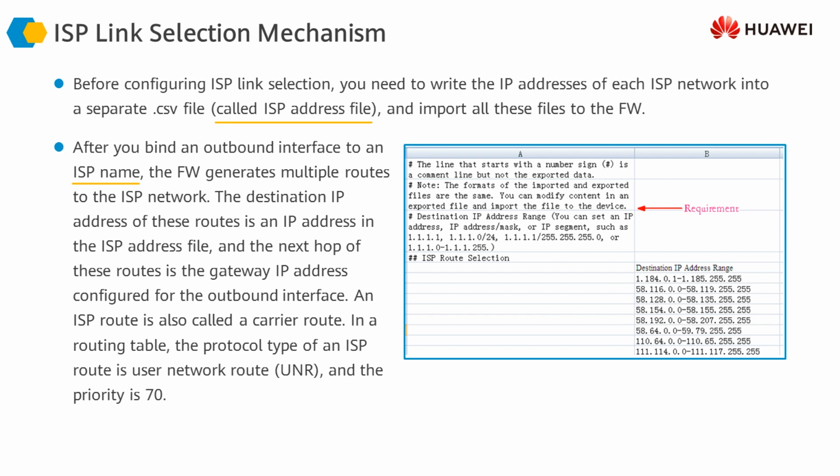And these routes which have been created on the go by the firewall are called user network routes or UNR, and their priority is 70 as compared to static routes priority which is 60. So this has got a higher priority number. However, their preference is lower than the static route.